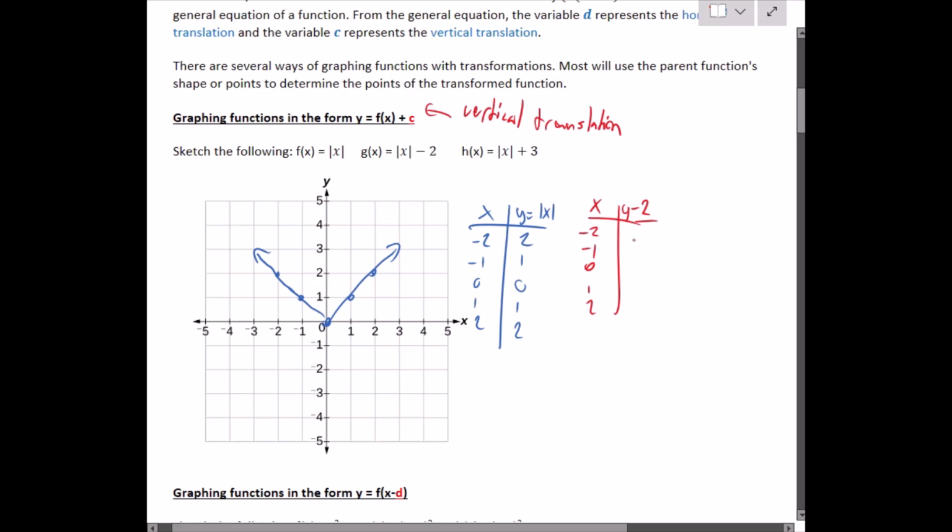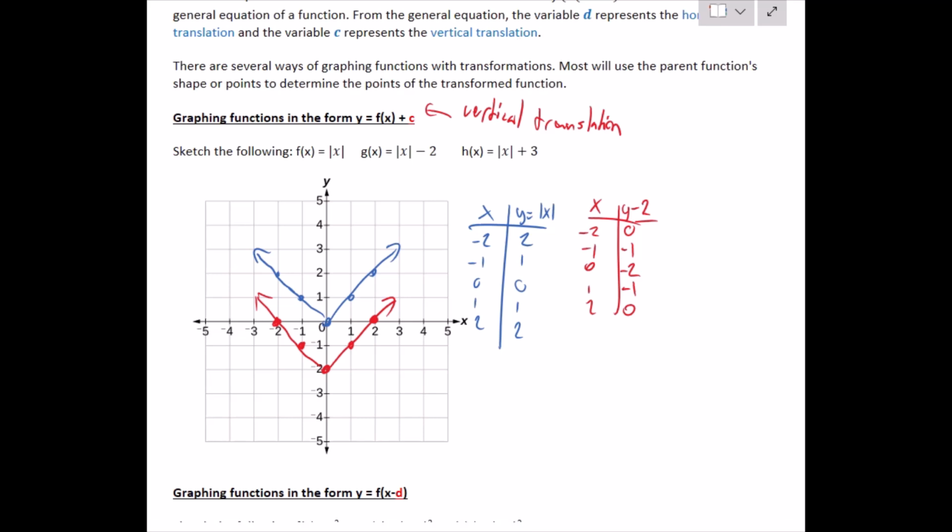So 2 minus 2, that's 0, 1 minus 2 is -1, 0 minus 2 is -2, 1 minus 2 is -1, and then we have 0 again. So plotting these points, we have -2, 0, we have -1, -1, and we have 0, -2, and we have 1, -1, and 2, 0. So here we've shifted the whole function down by 2 units. All the coordinates have been moved down by 2.